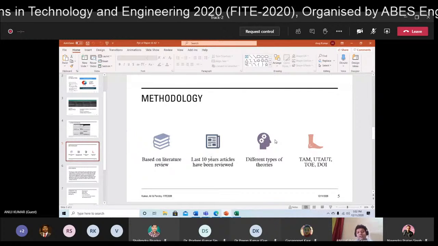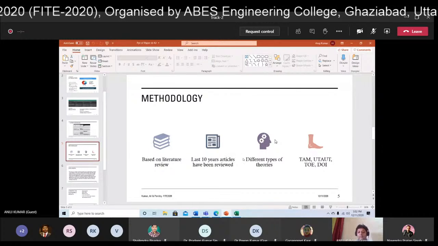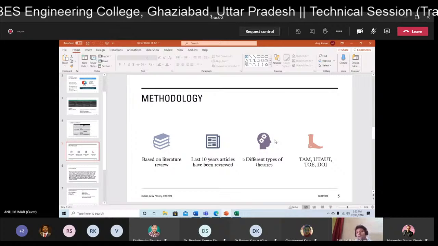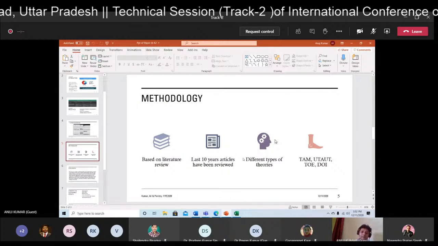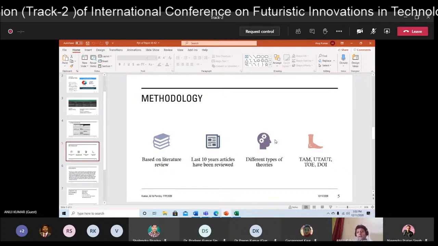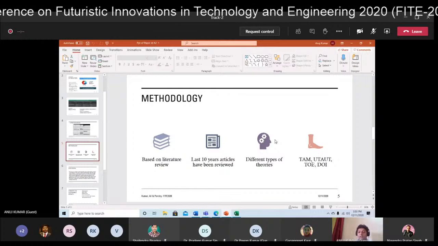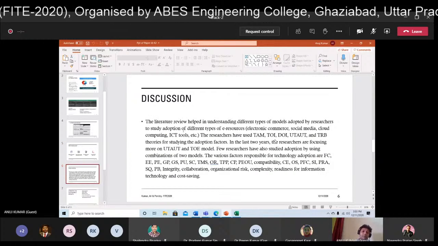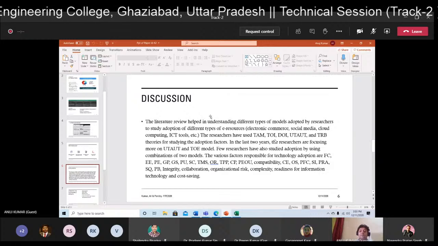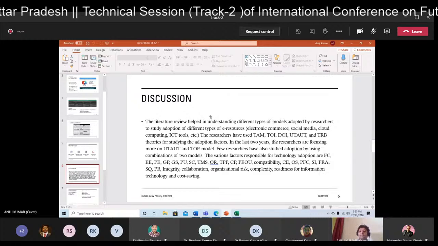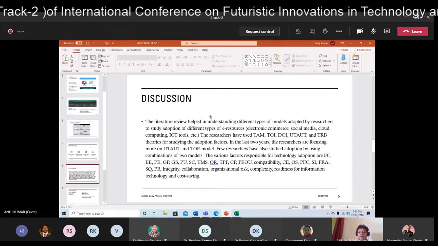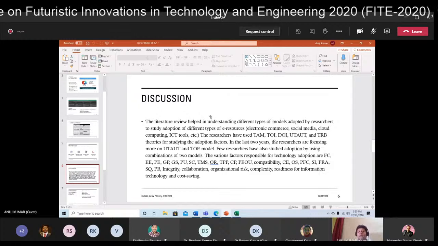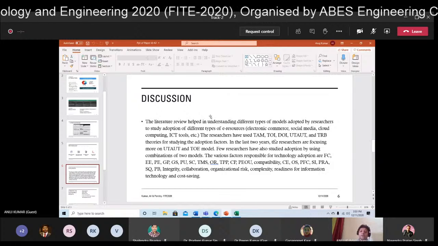Methodology: it is based on literature review. The last 10 years' articles I have reviewed, and different types of theories which I have reviewed in this paper, as I was discussing with you. These are the theories: TAM, UTAUT, TOE, DOI. And the discussion part of the paper said that the literature review helped in understanding different types of models adopted by researchers to study the adoption of different types of e-resources, electronic, first of all, e-resources.